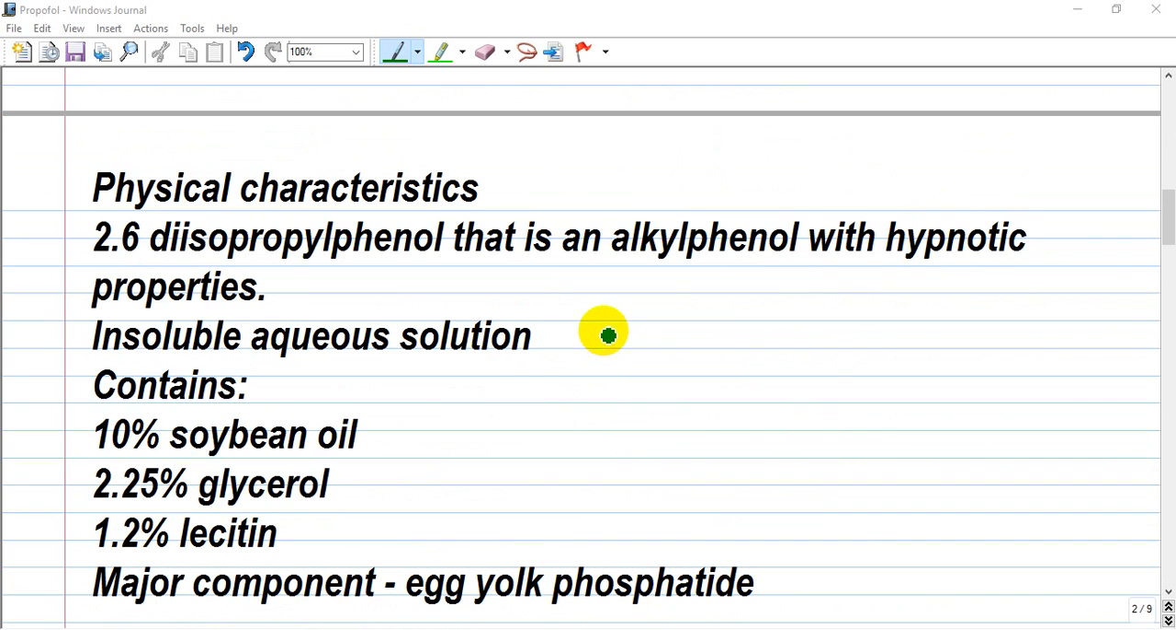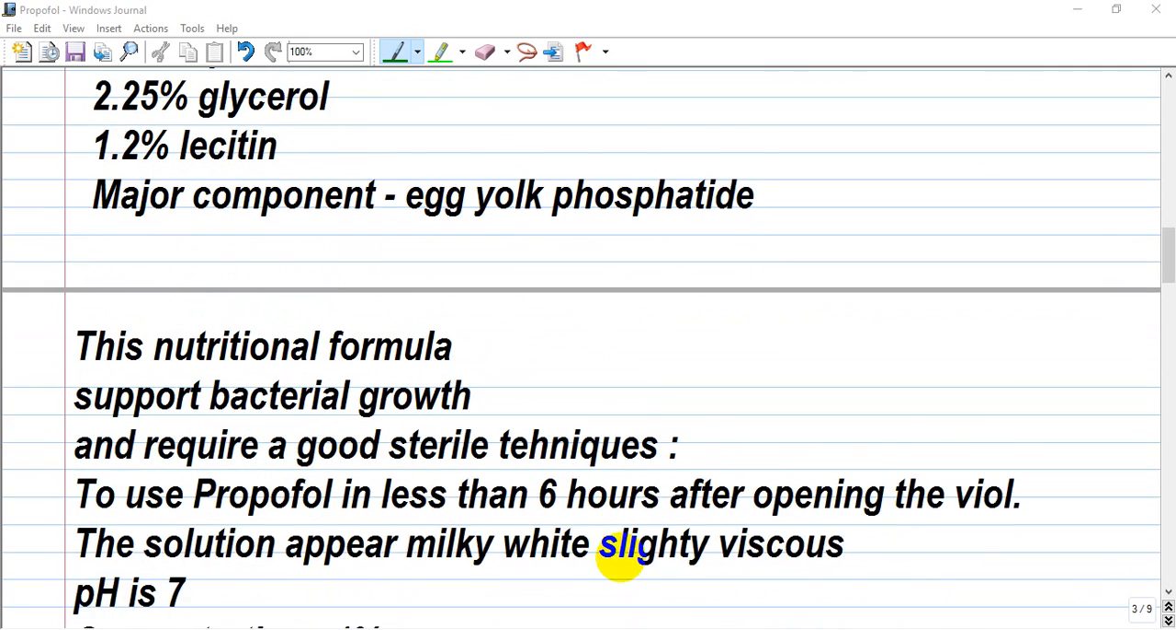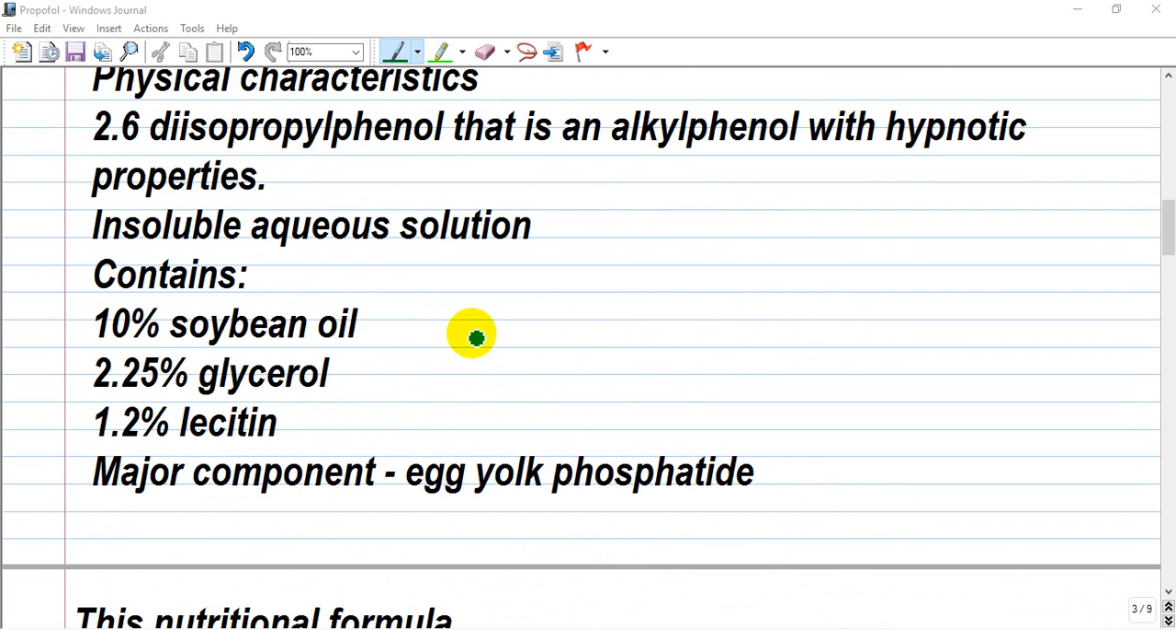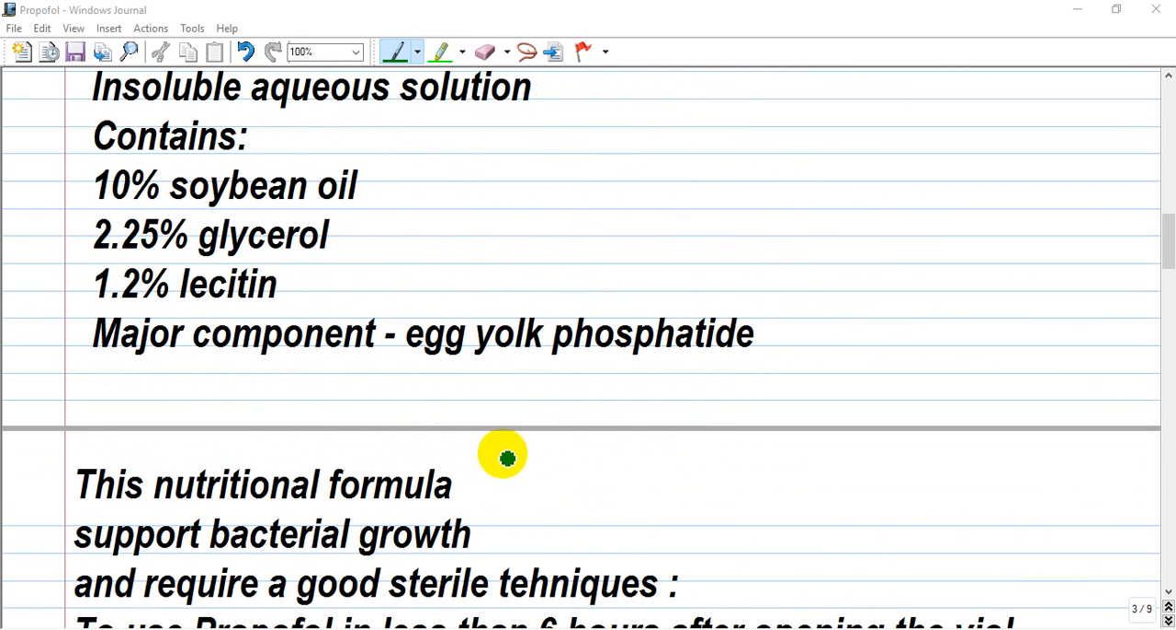Physical characteristics: it is a component of 2,6-diisopropylphenol, that is an alkyl phenol with hypnotic properties. Also, it is an insoluble aqueous solution and contains some fats like soybean oil 10%, 2.25% glycerol, 1.2% lecithin, and the major component is egg yolk phosphatide. This nutritional form is very rich in fatty acids and lipids, other lipids.